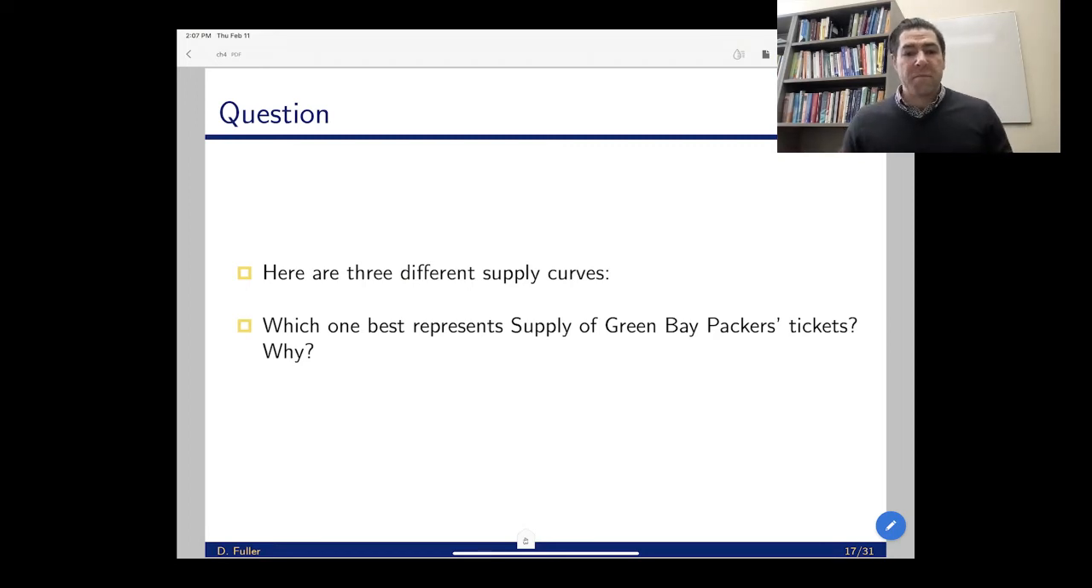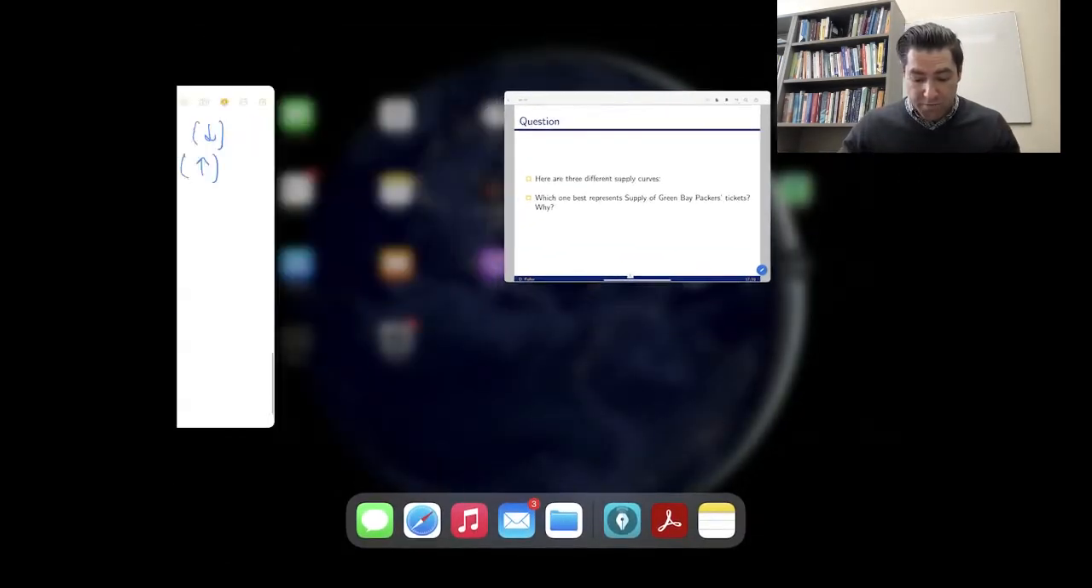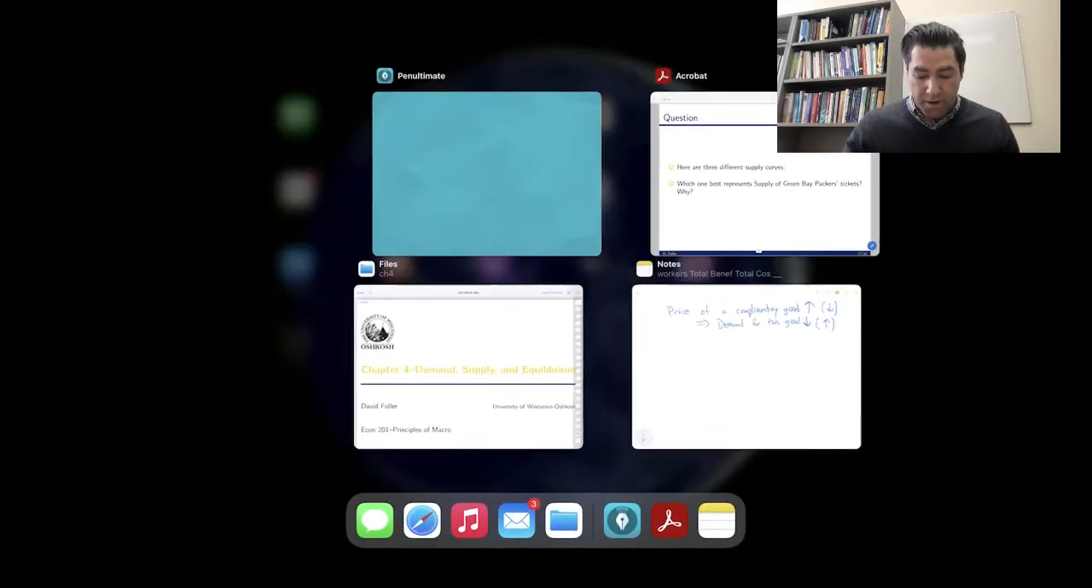Okay, so welcome back, everybody. In this short video, I thought I would apply the idea of supply curve to something that we might think about, which is, in this case, the supply of Green Bay Packers tickets. So what I'm going to do is draw three different supply curves here.